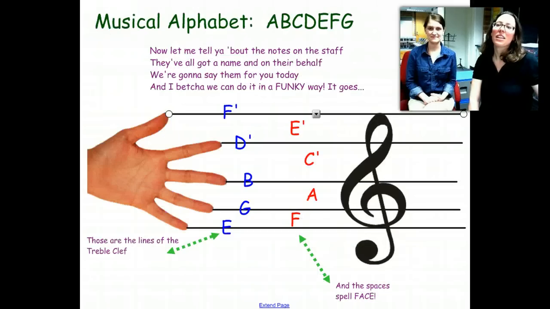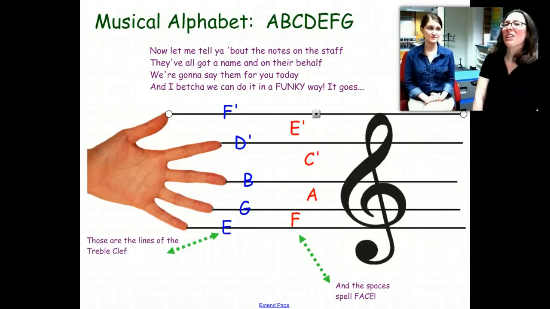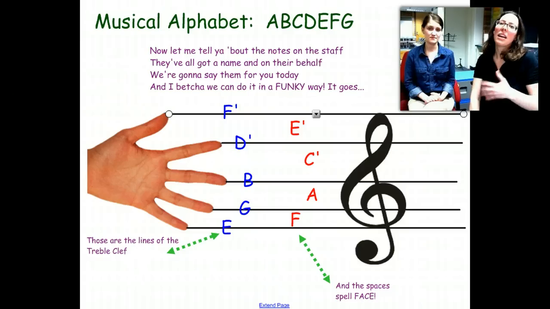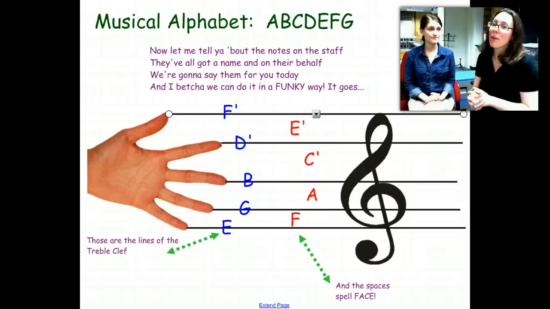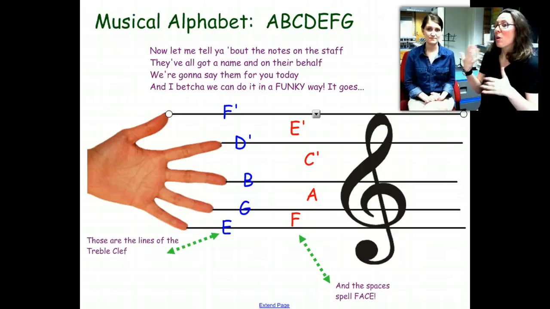Now, our last screencast told us what absolute pitch is and why we have it. And we talked about how the lines and spaces have names. But it can sometimes be tricky to remember what letter goes with what line or what space. So, Ms. Lutes has a great rap to show you a way to remember this.